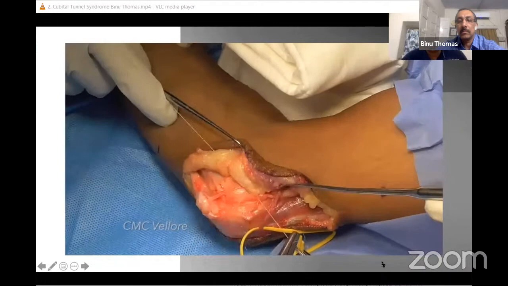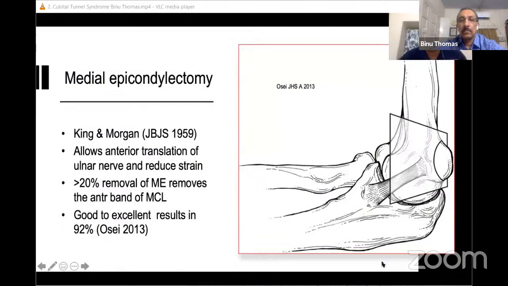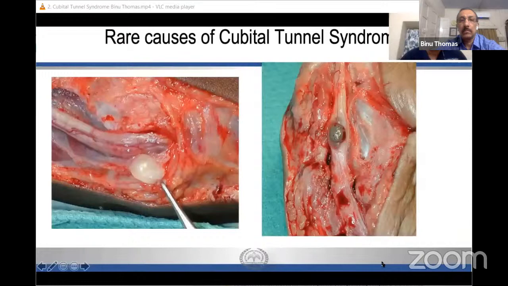The other procedure that is quite popular, I think, in the US is a medial epicondylectomy. I have no experience with this, but good to excellent results have been reported. Some rare cases include a ganglion in the cubital tunnel, and another was a foreign body, when this patient fell on his elbow and had some stone embedded in his ulnar nerve.